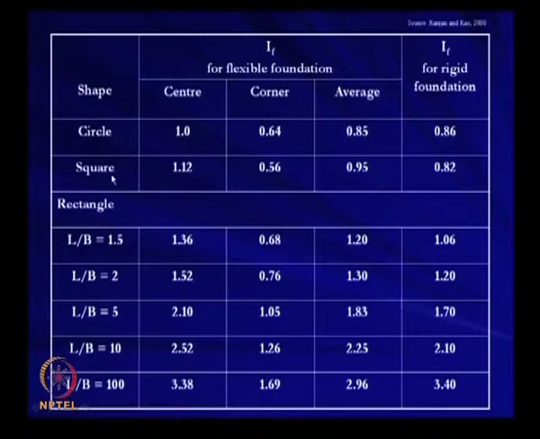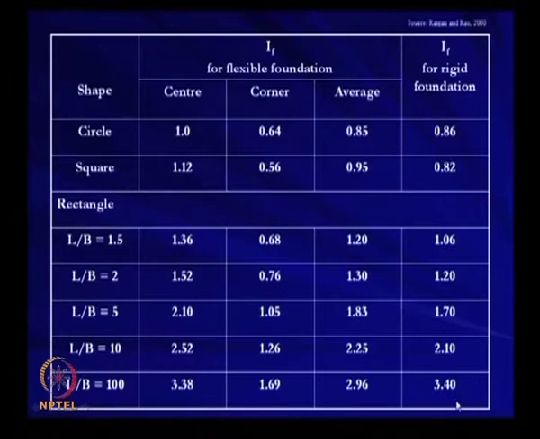Now, for the circle this is 1.64 for the corner and the average is 0.85, and for rigid, 0.86. And for square, the center influence factor for the flexible foundation is 1.12, whereas for the rigid foundation it is 0.82. For the rectangle, L by B equal to 1 is 1.36, for the rigid 1.06. For L by B equal to 2 it is 1.52, for the rigid 1.2, then 2.1, this is 1.7, 2.52, this is 2.1. And for L by B equal to 100, this value at the center is 3.38, whereas for the rigid foundation it is more or less 3.4.